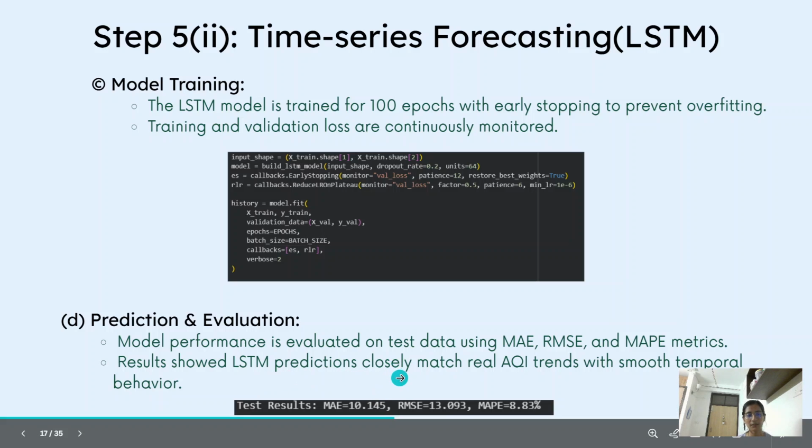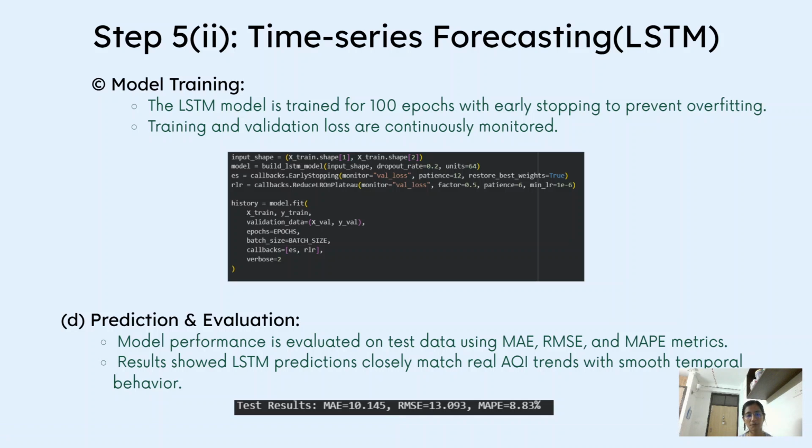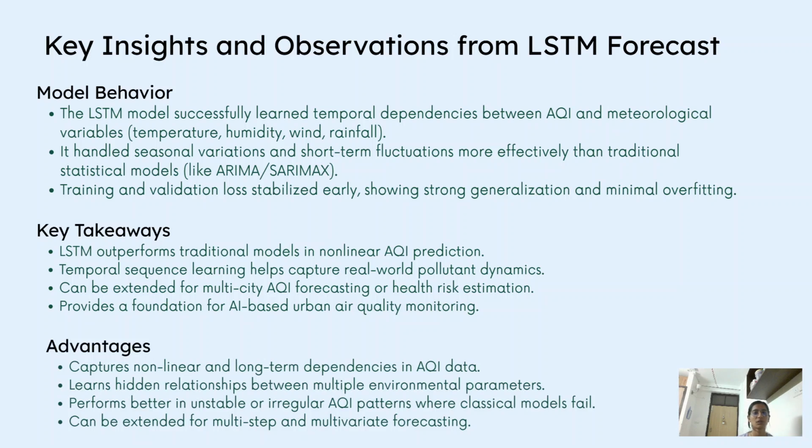MAE is 10.145, RMSE is 13.0493, MAPE is 8.83%. So this result shows that the LSTM predictions closely match the real AQI trends. So here are the key insights and observations from the LSTM model forecasting.